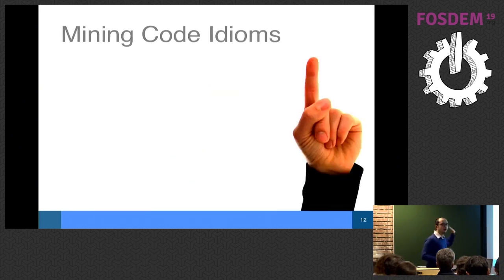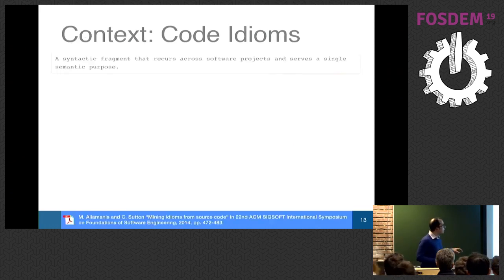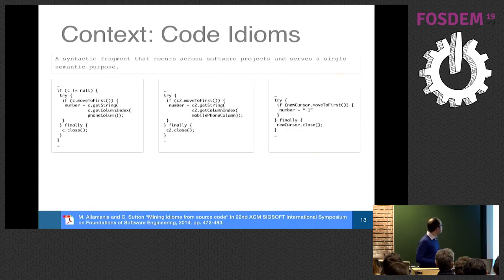So first of all, I will just provide you some information about idioms. This morning Miltos was talking about idioms. An idiom is just a syntactic fragment that recurs across software projects and serves a single semantic purpose. This definition is a bit vague, because it's a bit hard to understand what is really an idiom. But let's try to find a simple example.